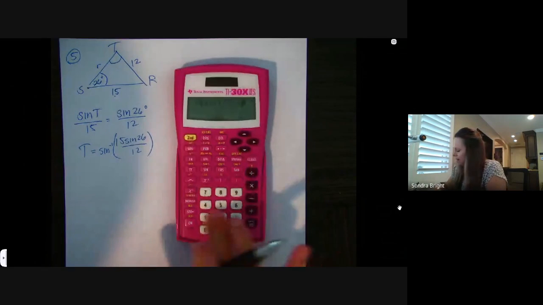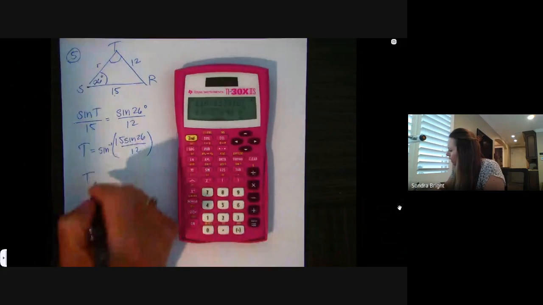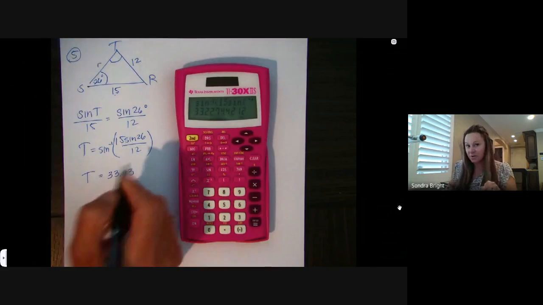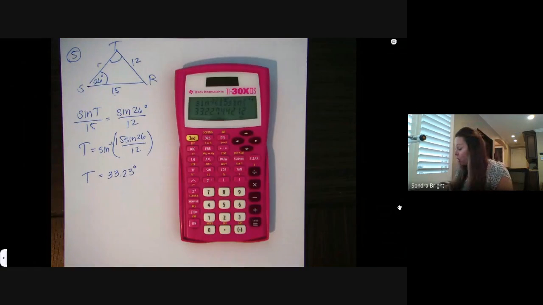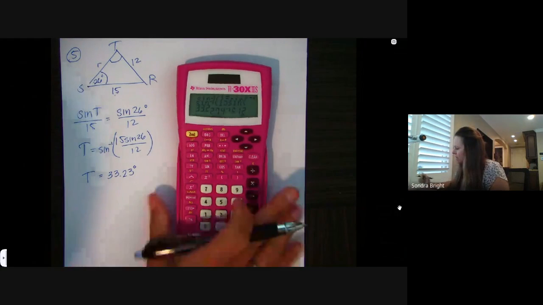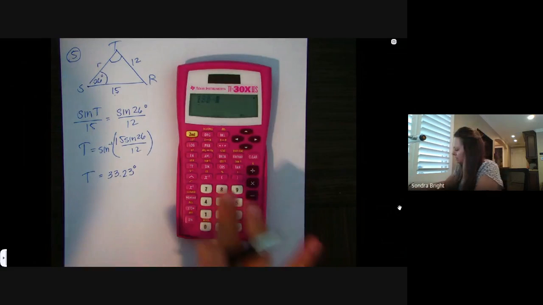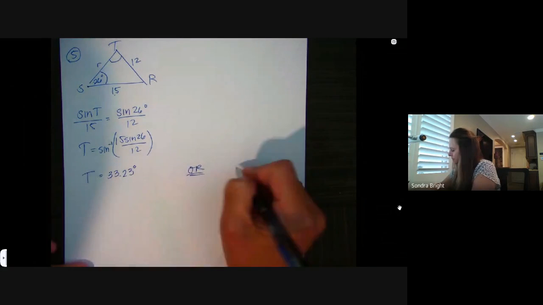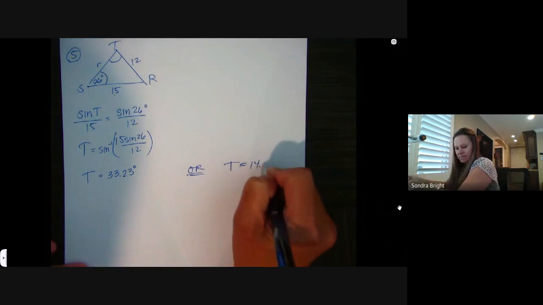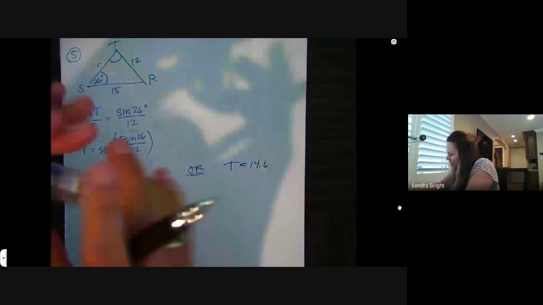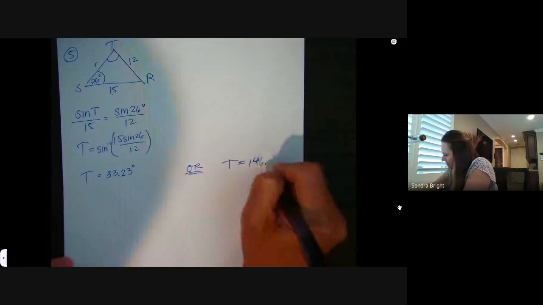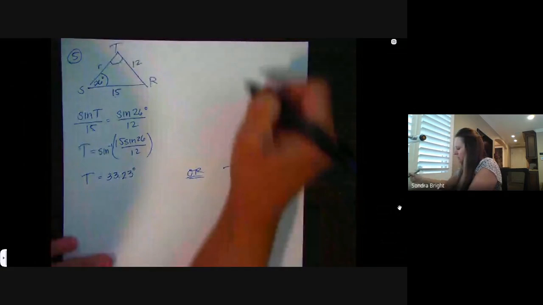Angle T is 33.23 degrees. But this was an angle side one, right? So you're going to go, or, 180 minus that angle, 146.77. Now, do I know both of them exist yet? Nope, not yet. I don't. So here's what I'm going to do. I'm going to draw a second triangle just in case. Whoops, I smeared it.